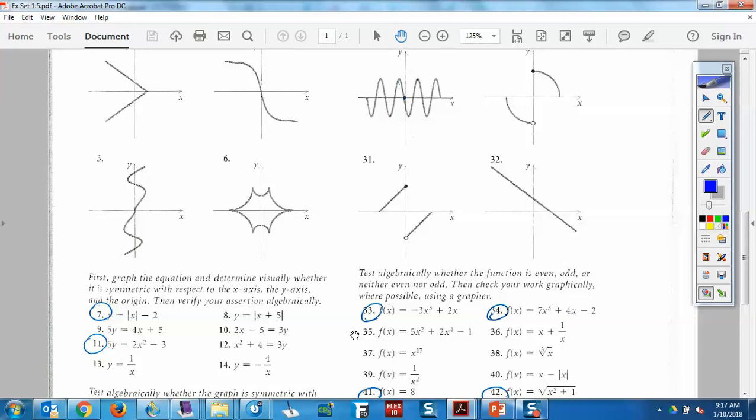It's gravity. So the acceleration of gravity is negative 9.8 meters per second squared, or negative 32 feet per second squared. So it's gravity.